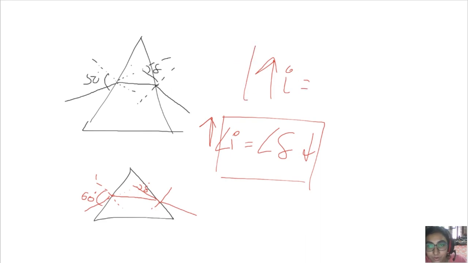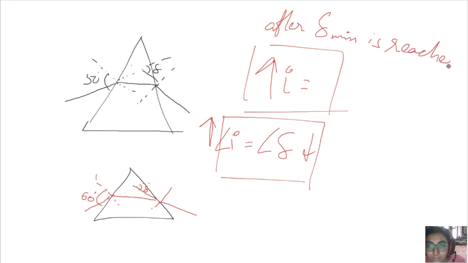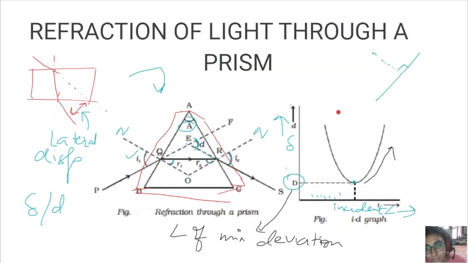so after delta min is reached, then if you keep increasing the angle of incidence, your angle of deviation will also increase. So that is what this graph depicts. Okay.